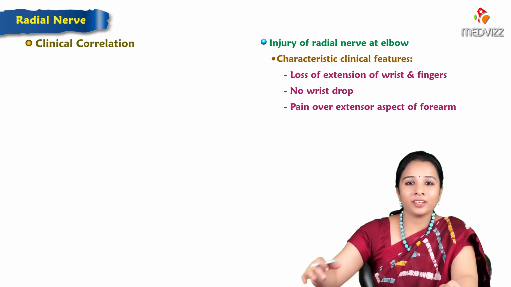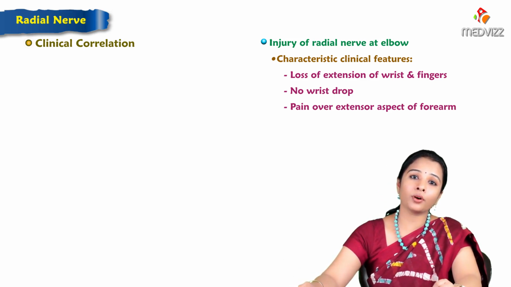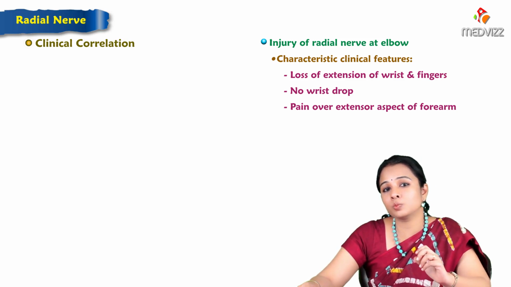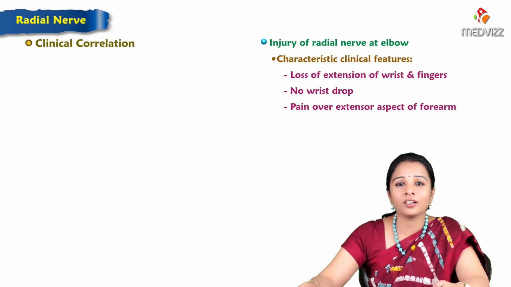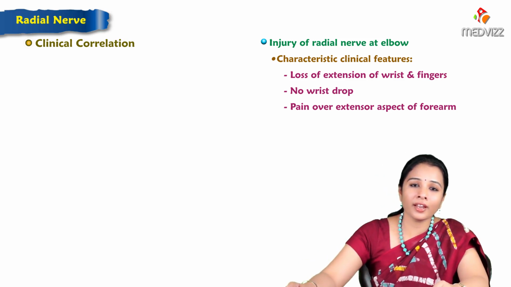I hope I made this topic easier for you all to understand the radial nerve, which is a very important nerve in the upper limb, which supplies most of the extensor muscles of the arm, forearm, and also the dorsal side of the hand.